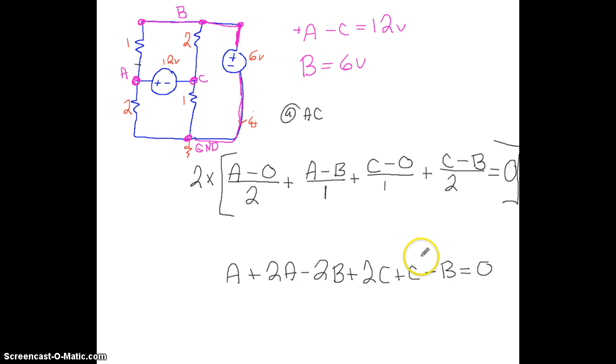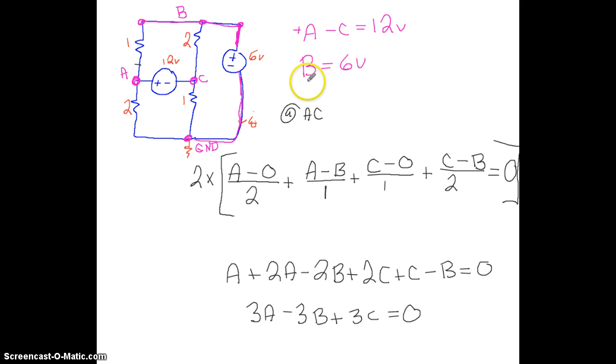We can just go ahead and combine all like terms. So we're going to have 3A minus 3B plus 3C is equal to 0. Now later on we're going to have to plug these into our matrix to solve for them, which I can show you how to do in another video if you don't know how to do that already. So this is going to be one equation.